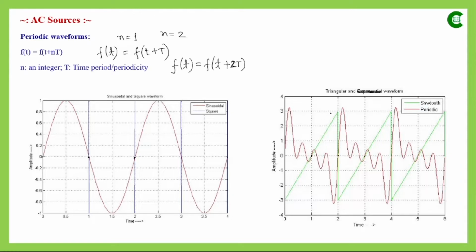So this type of waveform is called a sawtooth waveform. In this diagram we have another type of signal, which is a combination of several sinusoidal signals having different frequencies, and these frequencies are harmonically related with each other.